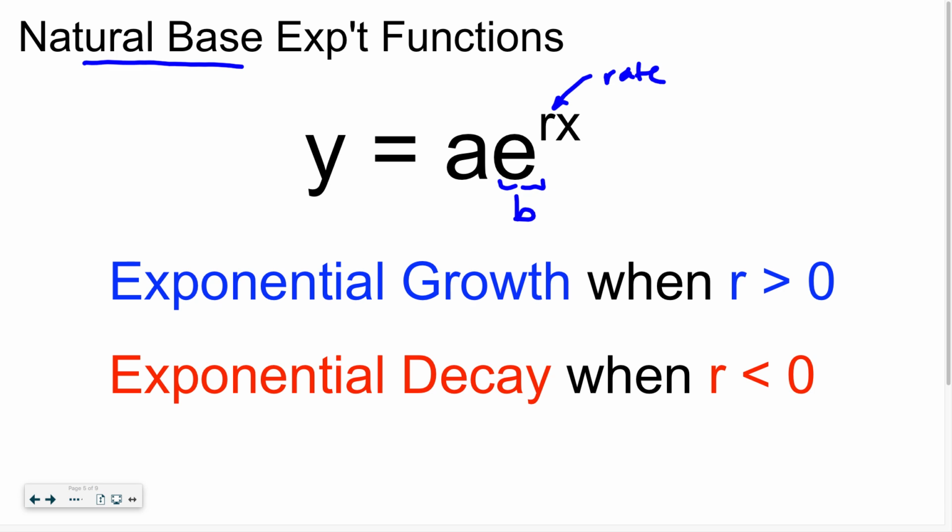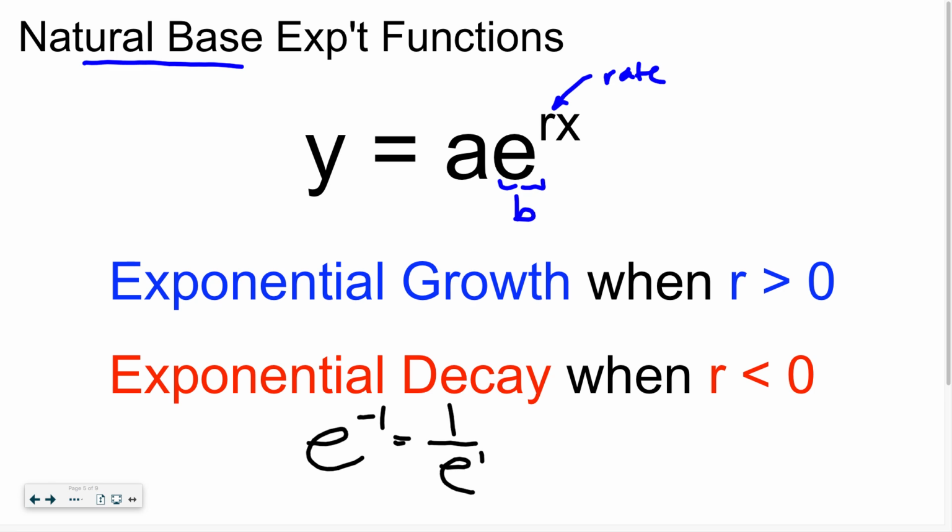If r is greater than 0, you're going to have exponential growth. If r is less than 0, it's going to represent exponential decay. Because what happens when r is less than 0? You're going to have a negative exponent. If e is raised to a negative exponent, so let's say e to the negative 1, for example, that's really 1 over e to the first, right? And 1 divided by 2.718 is something that's less than 1. So anytime you put a negative in r, you're going to get exponential decay.